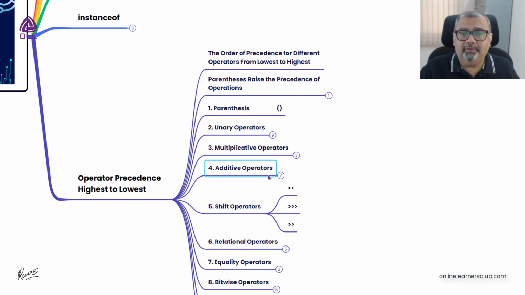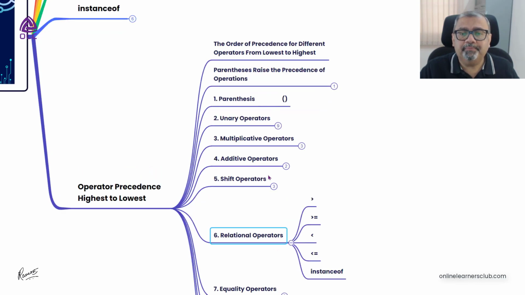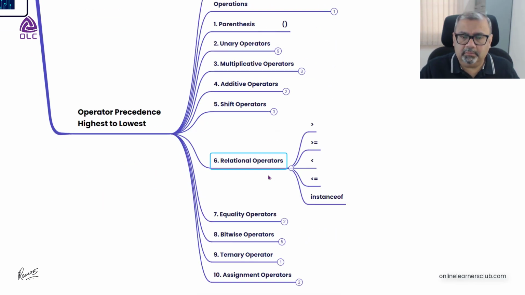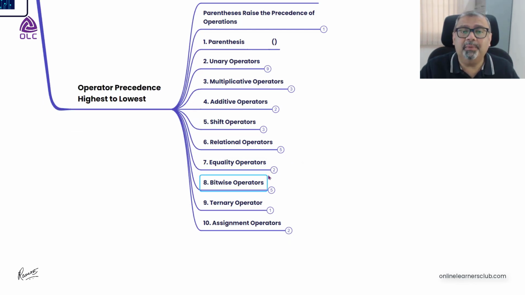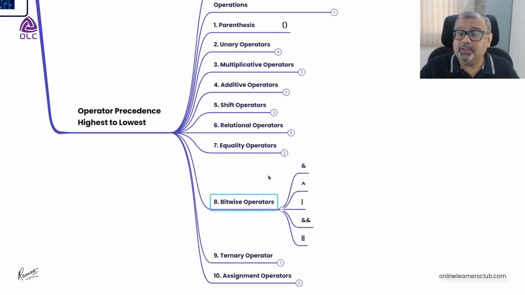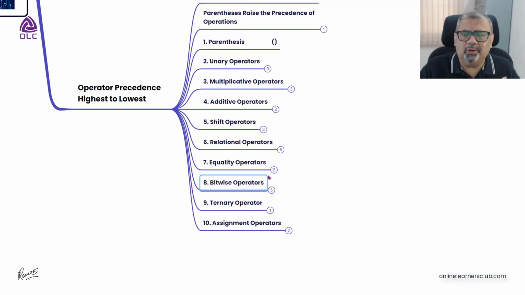and then we have relational operators coming into the picture. After relational operators, we have equality operators, which just check if two elements are the same, a equal to b, because all these things are useful in writing expressions, and also a not equal to b. So this is the next level of precedence. Then come bitwise operators. We already discussed all these operators.